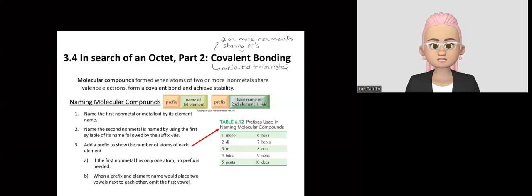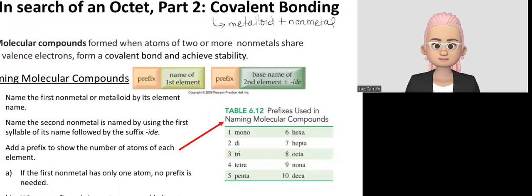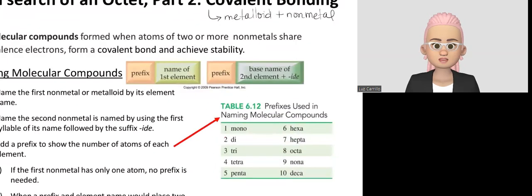So how do we name molecular compounds? Well, to name molecular compounds, we are going to be utilizing prefixes. And this is the first time that whenever we're naming compounds, we're going to utilize prefixes. Since in molecular, or in other words, covalent compounds, we're going to have two different nonmetals. As you can see, for the first symbol, the first nonmetal that we see, we are going to utilize the name of the element.